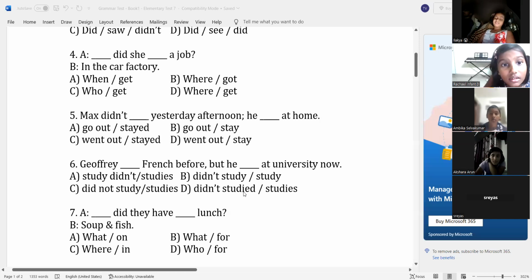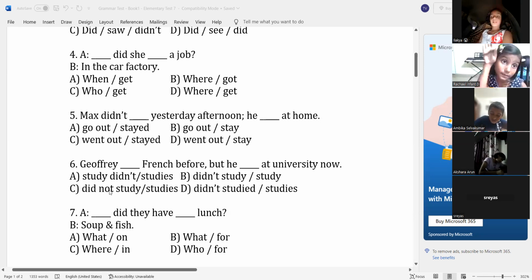Did not study. Look at the tense. Geoffrey did not study French before, but he studies at university now. The answer is C. Why are you guys struggling? Did not study. There is no English like this. You are putting studied into did plus study. So you are putting the not here. D is wrong. The answer is C. Everyone look at it. Geoffrey did not study French, but he studies at university. All right, six is C.